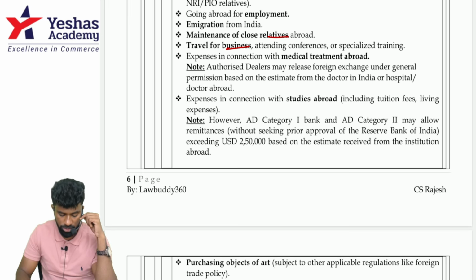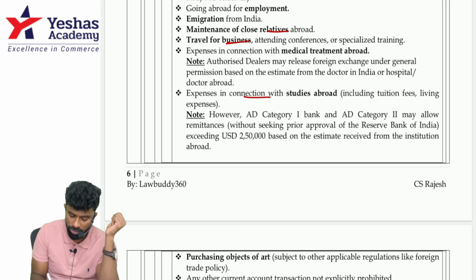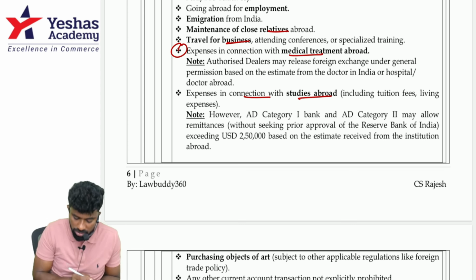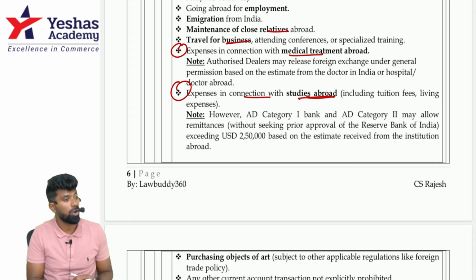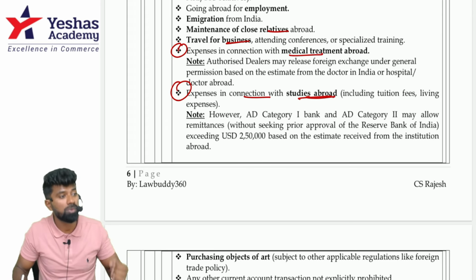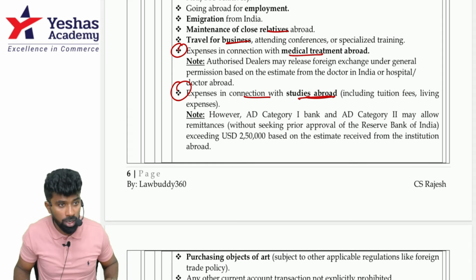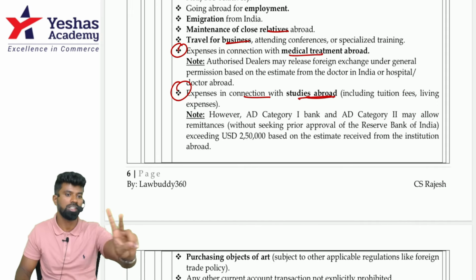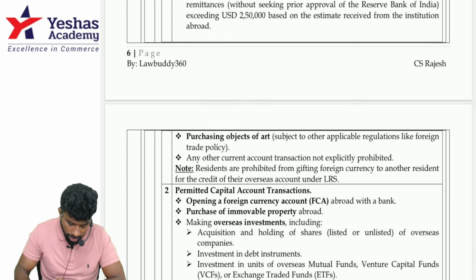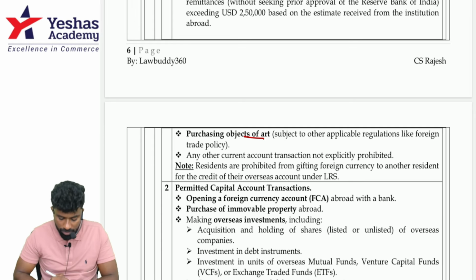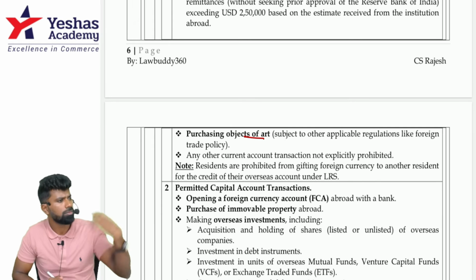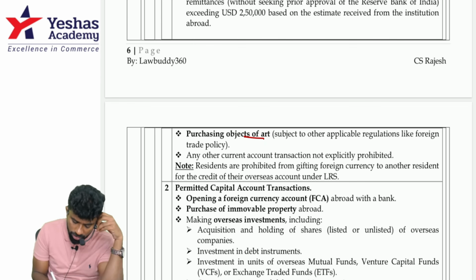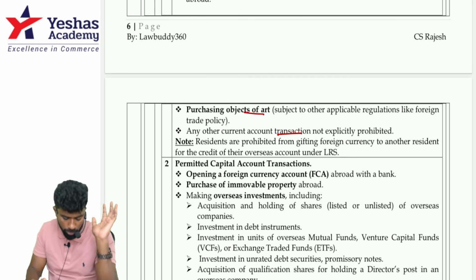Next one, expenses in connection with medical treatment abroad. Next one, expenses in connection with what? Studies abroad. But most important, for expenses with respect to medical treatment and studies abroad, you can draw more than 2,50,000 US dollar without the RBI approval, provided you submit the valid documents. Only for these two purposes. Clear with this? Next one, purchasing objects of art like any paintings, that is also considered as what transaction? Current account transaction. Any other current account transaction not explicitly prohibited.